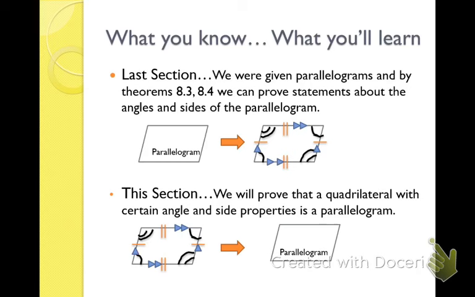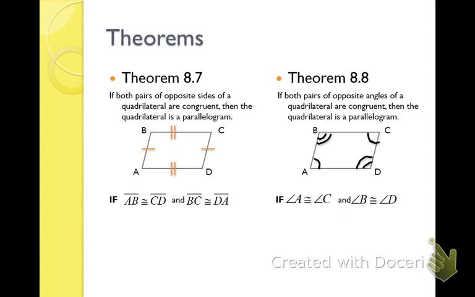In this section, we'll prove that a quadrilateral with certain angle and side properties is a parallelogram. So we're going to do the converse of what we did last section. In a quadrilateral, if the opposite sides are congruent, we can say this is a parallelogram. Not a new idea, just the opposite. We don't know it's a parallelogram, but we know its opposite sides are congruent. So we can say, oh, that's a characteristic of a parallelogram. This shape has to be a parallelogram.